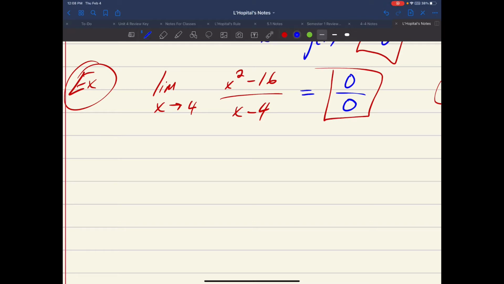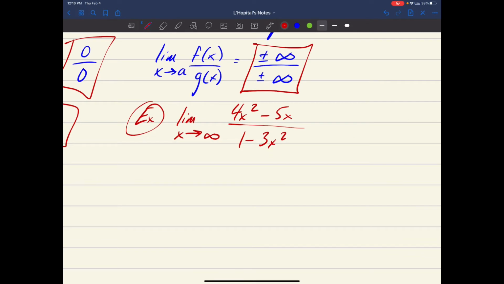Okay, so with this, I am just going to rewrite it. The limit is x goes to 4 of this function, and I'm going to derive every term in the numerator and denominator. So in the numerator, I would get 2x, and in the denominator, I would just be left with 1. So if I plug in a 4, this limit is equal to 8. And that's it. So that would be a very simple application of L'Hopital's rule.